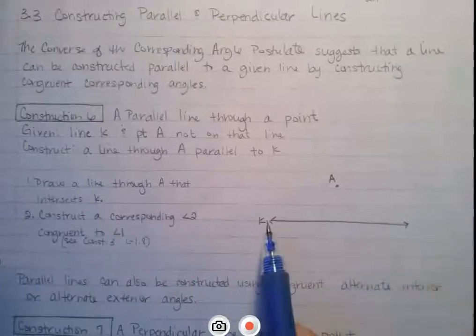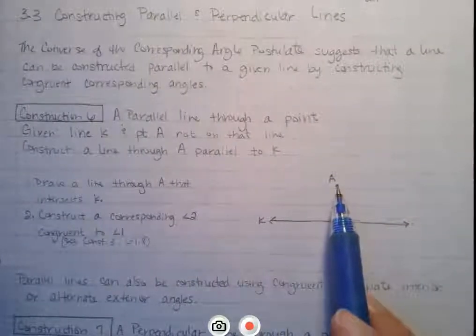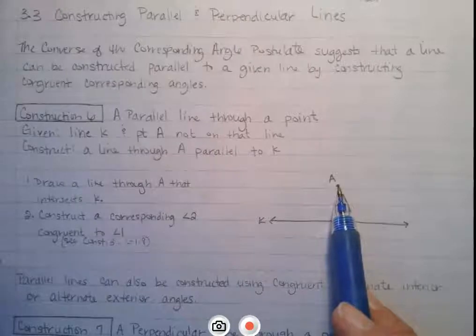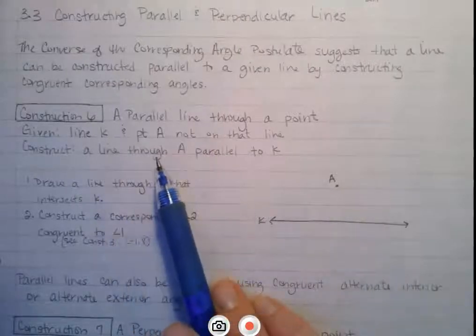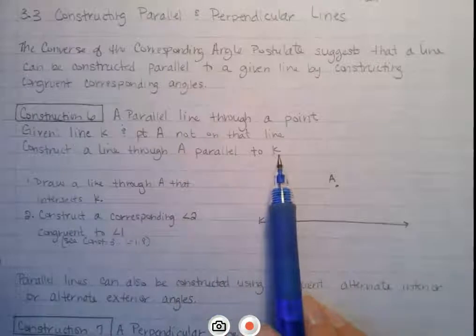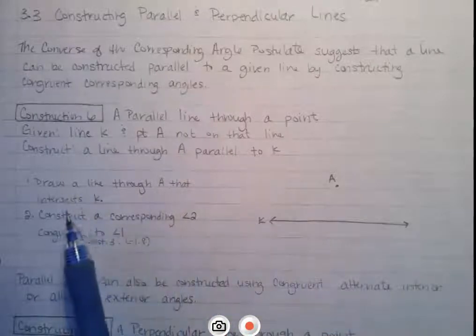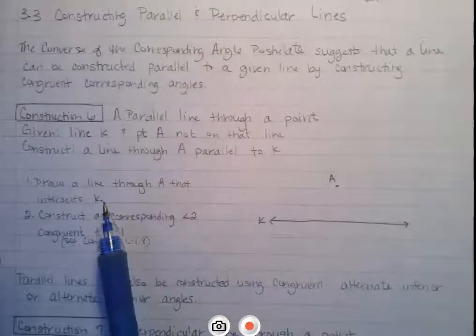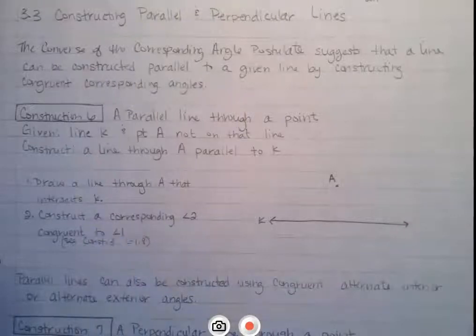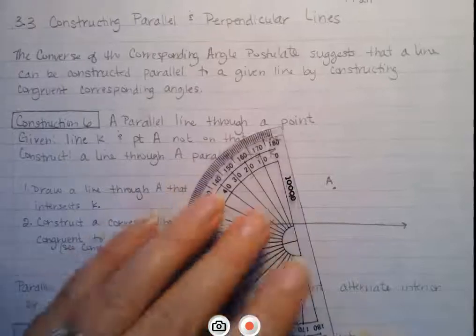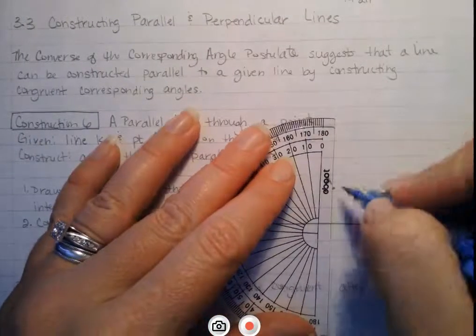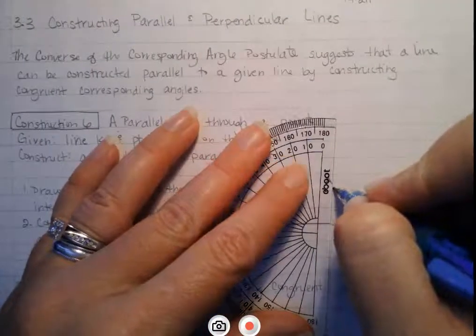The first one we're going to do is a parallel line through a point. So we are given line K and a point A that's not on that line. We want to construct a line through A parallel to K. To do that, we're going to draw a line through A that intersects K. That doesn't sound too bad, right? Just draw a line through there that intersects. So you need your straight edge and a line that intersects.